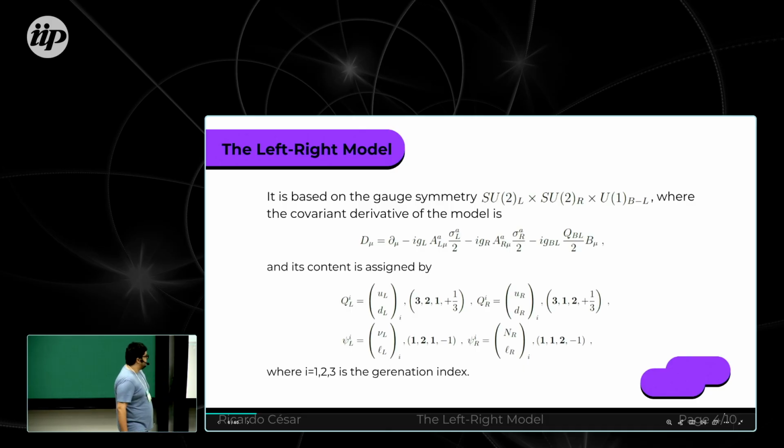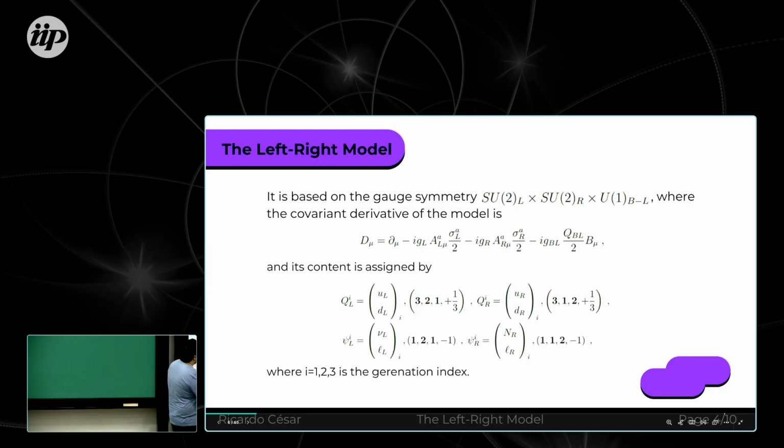The covariant derivative related to this model is this one. We have here the coupling gL, which is the same coupling of the standard model. We have a new coupling gR, which is the coupling that we are going to run in those scenarios that I'm going to show. And we have the coupling gBL. Okay. So the content of fermions of this model is given by this.